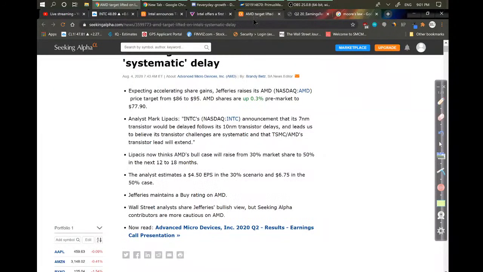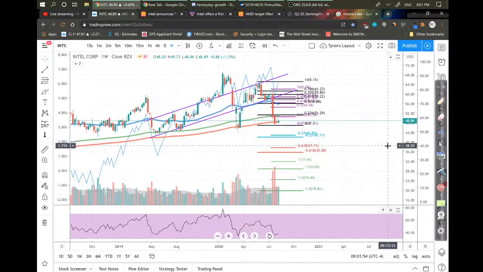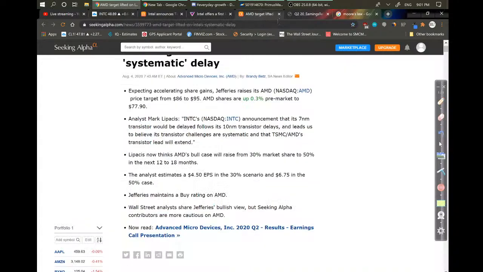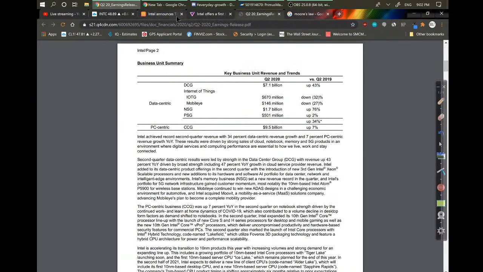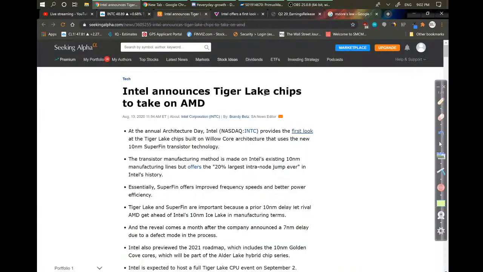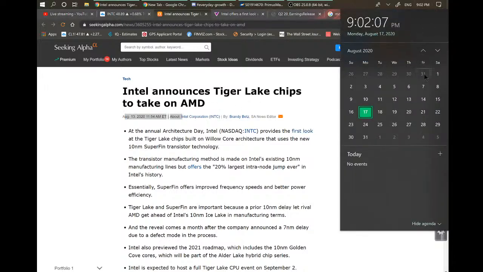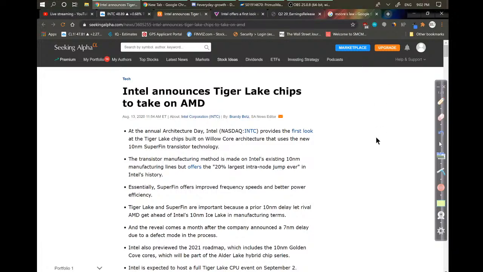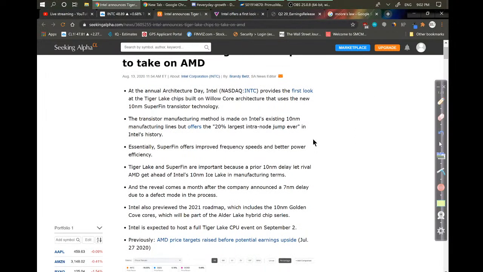Okay, so once again, AMD surged on news that Intel was having a delay. Now, was it warranted? I don't know. But then Intel announced a Tiger Lake chip a couple of days back, last Thursday. I think they're going to do a demo on the 21st. No, 2nd September, sorry. The full Tiger Lake CPU event is on September 2nd.